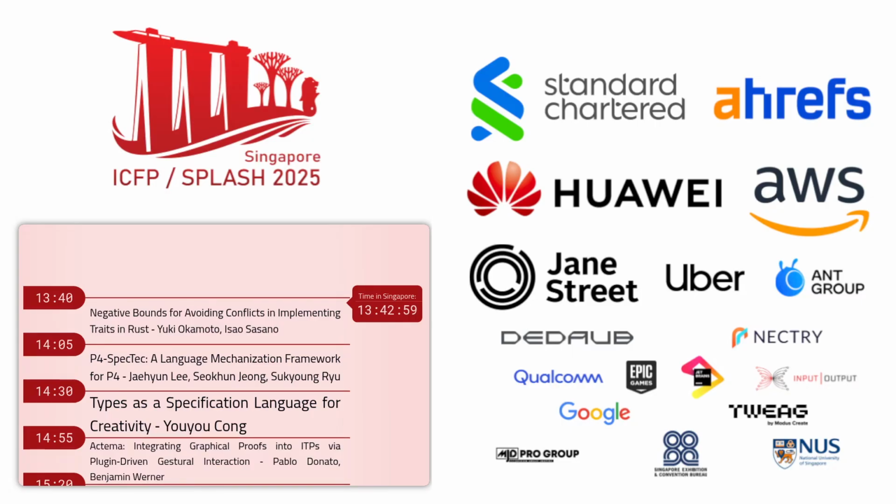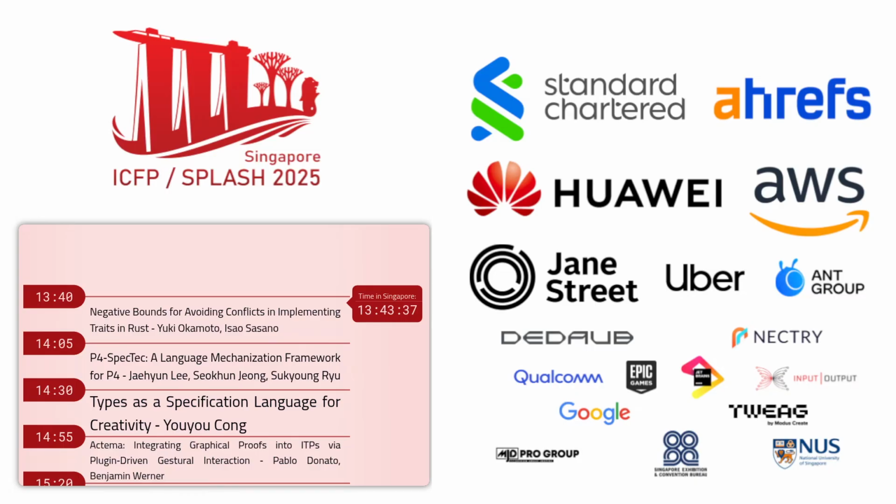My presentation is on negative bounds for avoiding conflict in implementing traits in Rust. The presenter is Yuki Okamoto from Japan. The overview of our work is this: Rust has an interface mechanism called traits. When the same trait is implemented multiple times for the same type, a trait implementation conflict error occurs. This case often arises when programmers use type parameters in their implementations. We propose a new construct and checking algorithm to avoid trait implementation conflicts in Rust. So let's look at them one by one.